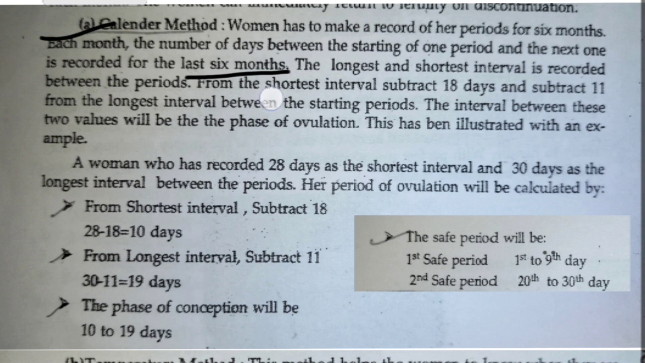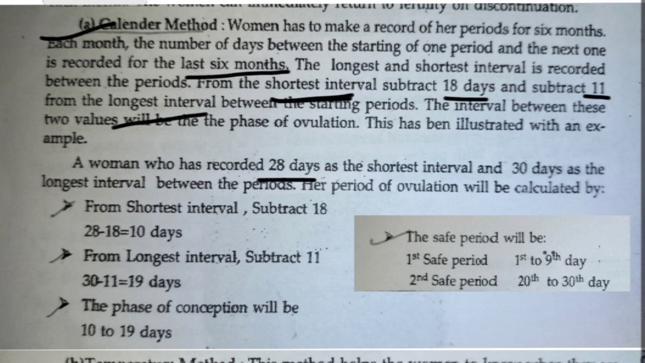Like on calculation you need to take the shortest interval and the longest interval. From the shortest interval you need to minus 18, from the longest interval you need to minus 11, and the period between both the shortest and longest result is known as the ovulation period. Let me explain you in detail. Like in last month the woman got menstruation and after 28 days she got her next month menstruation. So that is the shortest interval. It's not same for all.